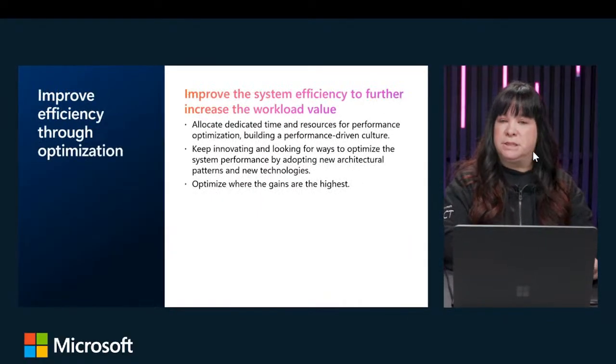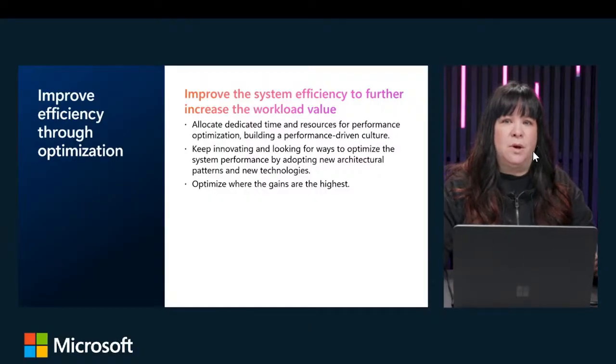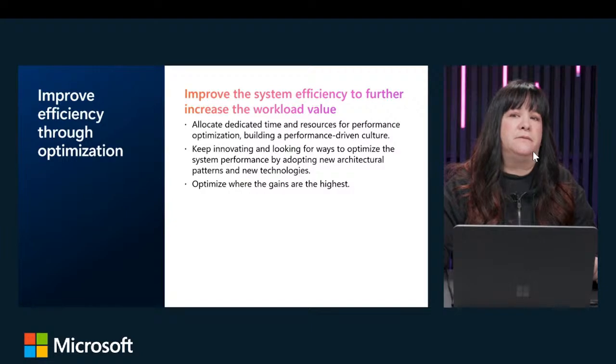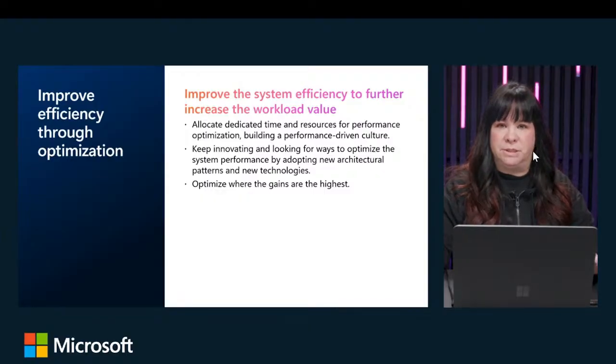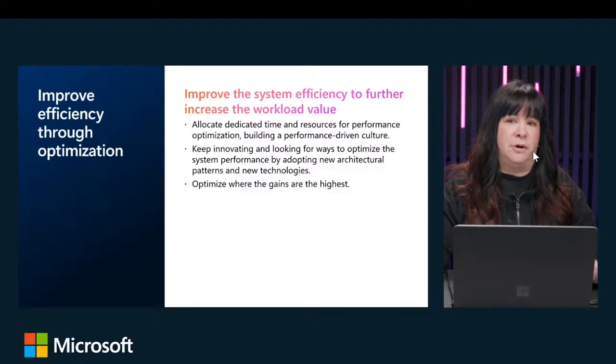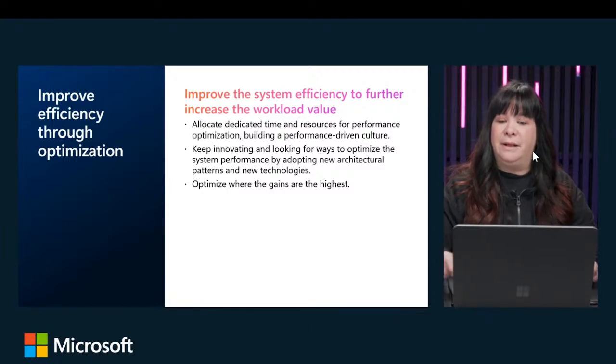Improve efficiency. This is all through optimization, and what you're going to do with this is increase your workload value. It's essential to allocate dedicated time and resources for performance optimization. This helps build a performance-driven culture within your team. Continuously innovate and look for ways to optimize system performance by adopting new architectural patterns and technologies. Focus on optimizing areas where the gains are the highest and maximize the impact of your efforts. By following these practices, you can ensure that your system remains efficient and continues to deliver high value over time.